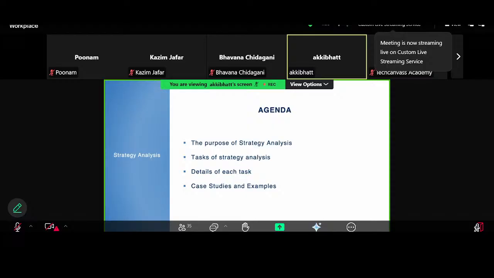Webinar into those case studies, but I will share as I go along. Strategy analysis. So let's kick things off with strategy analysis. We'll try and go into as much detail as possible in each task, starting with understanding the purpose of strategy analysis. We're going to break this down into four key areas as I go along.